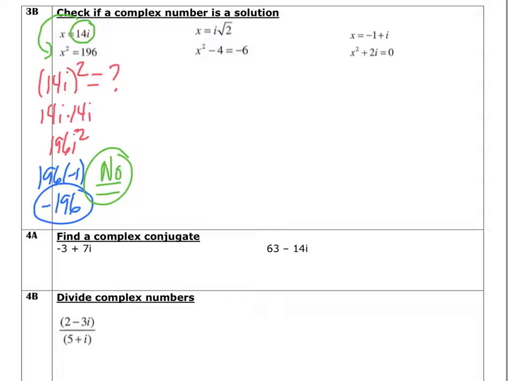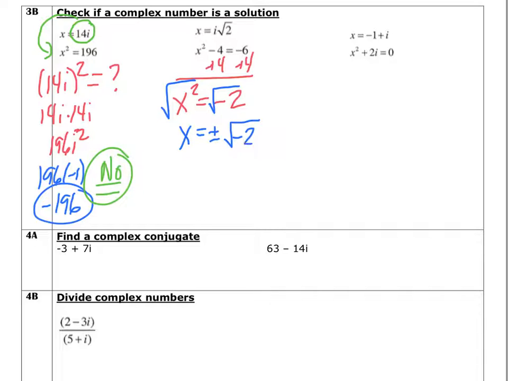Now a second way you could do it, let's look at this one. They want to know if you have x squared minus 4 equals negative 6, is the answer i times the square root of 2? I'm just going to take this equation and solve it for x. To get x by itself, let's first add 4 to both sides. If I add 4 to both sides, I'm going to get x squared equals negative 2. To get the x by itself, take the square root. That's going to give us x equals, careful that it's actually plus or minus the square root of negative 2.